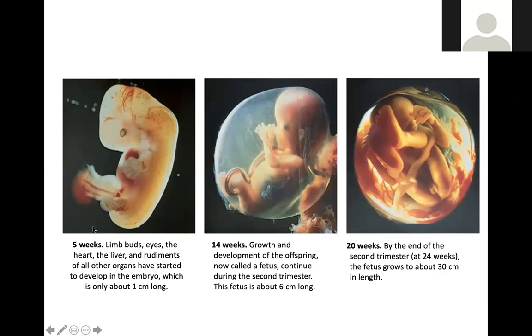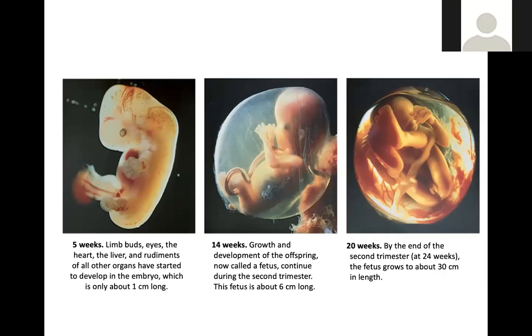Okay, so at 5 weeks, we talked about the fetus going from an embryo to a fetus. The limb buds, remember those fin-like, kind of webbed hands and toes. You can start to see the eyes, heart and liver, and rudiments of all the other organs have started to develop, and they're only about 1 centimeter long.